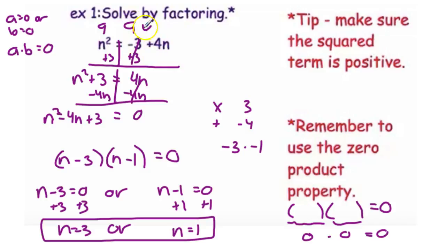So that checks out. If I want to put the 1 in, 1 squared is 1. Negative 3 minus 4 times 1 is 1. Negative 3 plus 4 is 1. So that also checks out. So that's it. That's how you solve this equation by factoring.